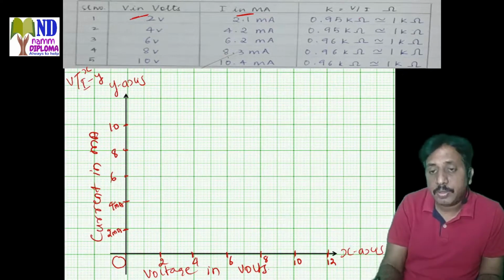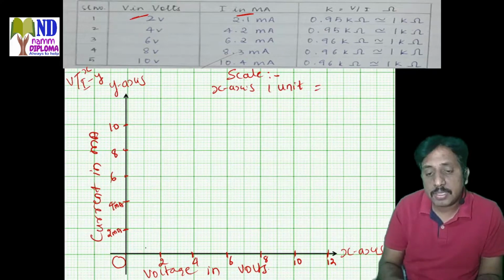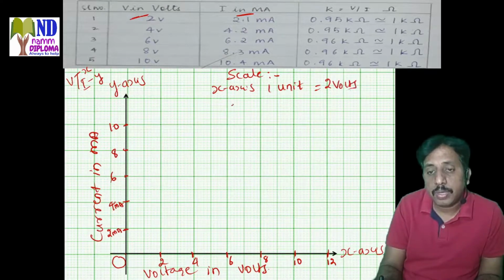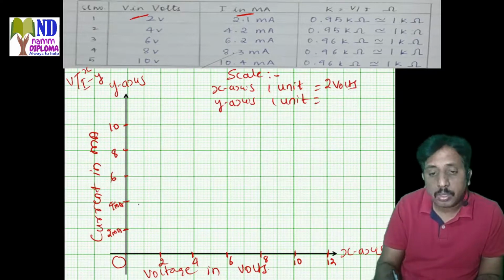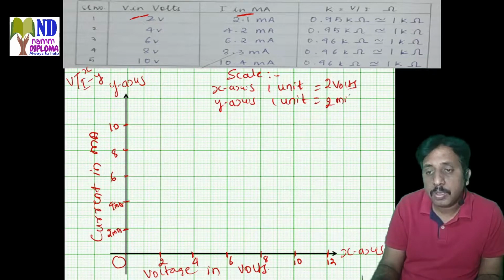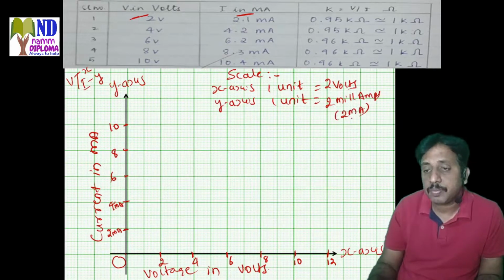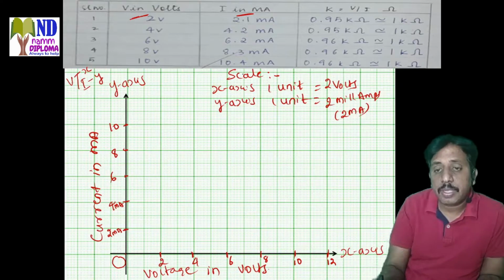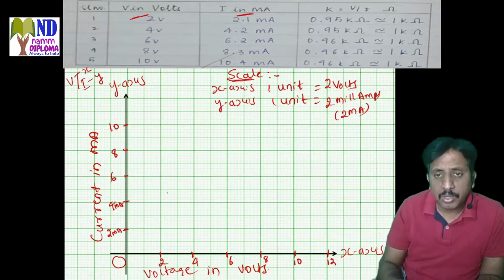Next, I need to write the scale here. So what is the scale here? Along the x-axis, 1 unit is equal to how much? 2 volts. Along the y-axis, 1 unit is equal to how much? 2 milliamps. In short form you can write 2 mA. So this is the assumption you need to make here. Underline the scale. Now plot accordingly.